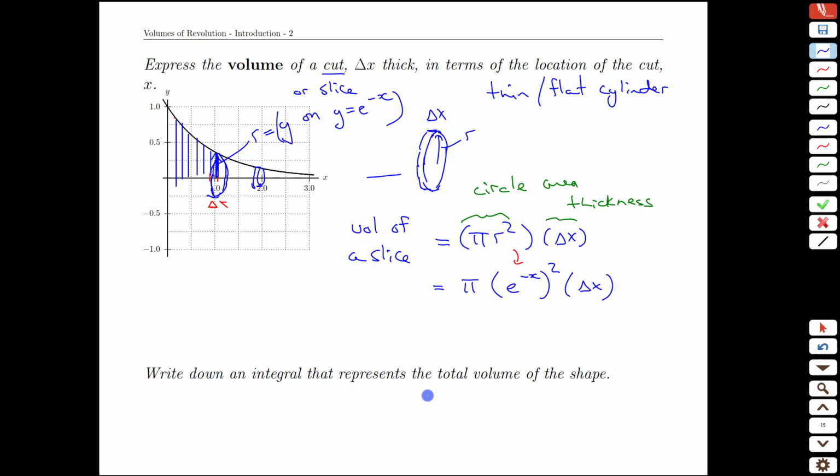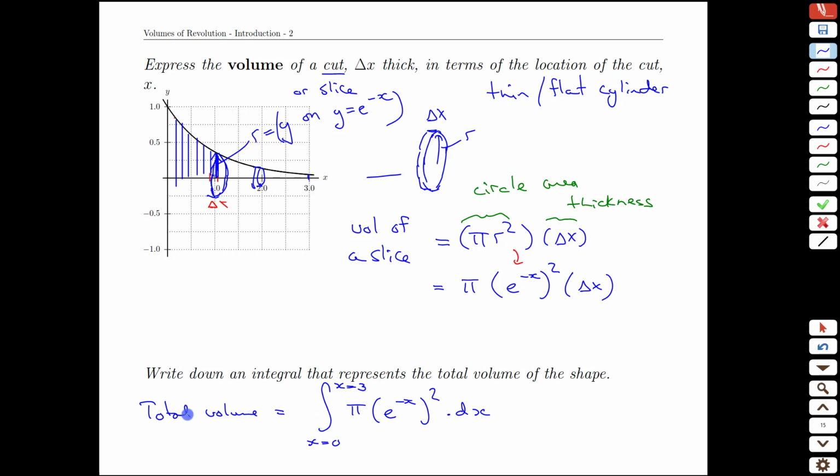Writing down the integral for the total volume is simple after that step. Because all we do is we take that pi e to the negative x all squared, the delta x becomes a dx, and we add all those slices up from x equals, in this scenario here, the first slice is at x equals 0, and the last slice occurs at x equals 3, given the words in the problem.